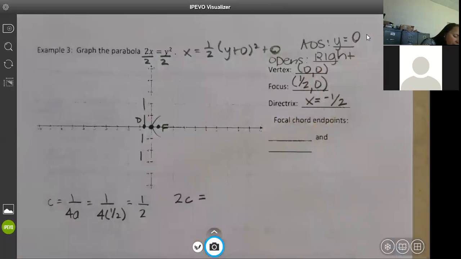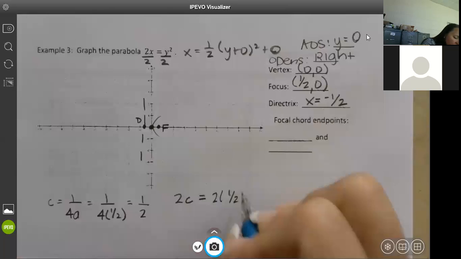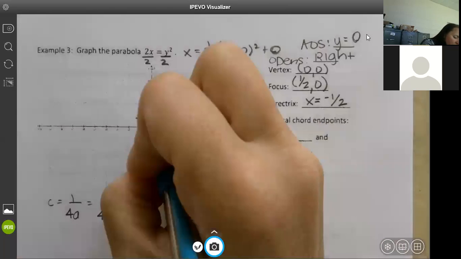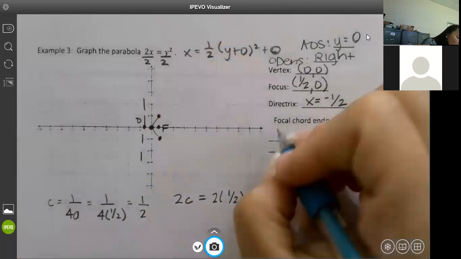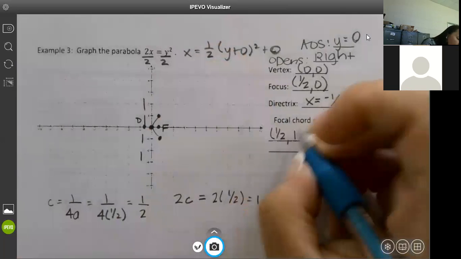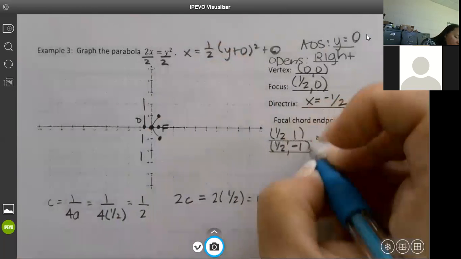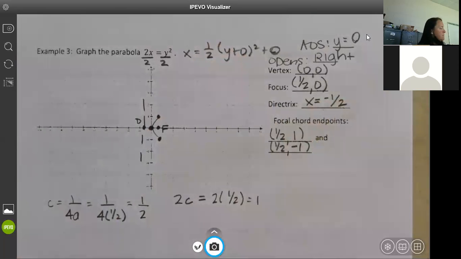You'll then do 2c. 2 times 1/2 is 1. So we'll go 1 up and 1 down. Again, talk yourself through it. How far over and how far up, or how far over and how far down. So we went over 1/2 and up 1, over 1/2 and down 1. All right, any questions? Is everybody good? Same exact thing we did, it's just flipping it around.